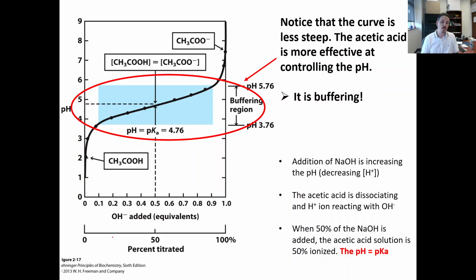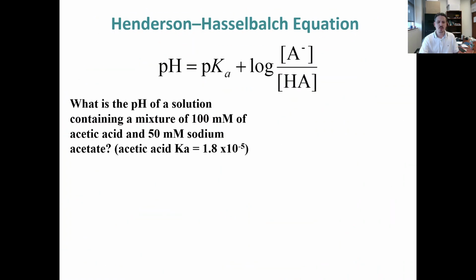When we add more base, we are changing the ratio of HA to A minus, and the pKa stays a constant, and in doing so, the pH is changing. Let's work through a practice problem.